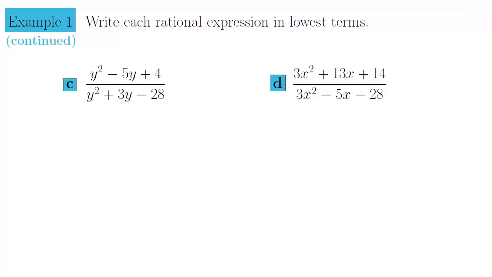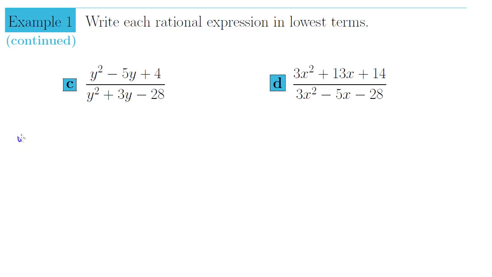Continuing with example 1, let's write each rational expression in lowest terms. 1c, y squared minus 5y plus 4 divided by y squared plus 3y minus 28. Now, in order to simplify this rational expression, we can't just start canceling right away. Remember, we first have to express our numerator and denominator as products. That means we have to factor first.